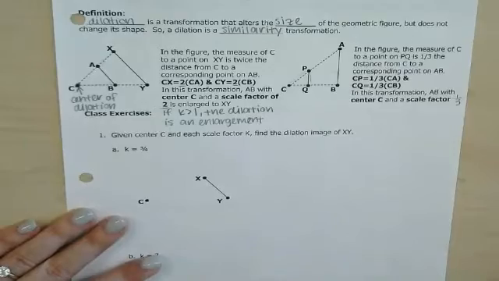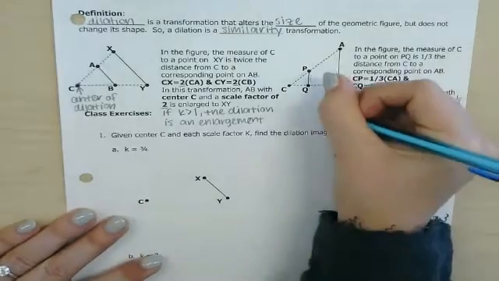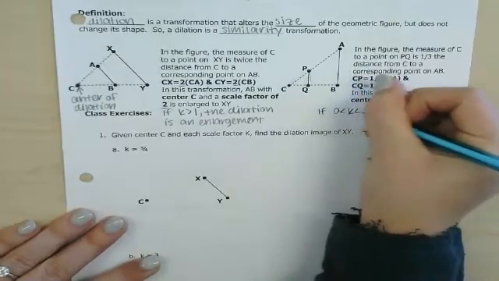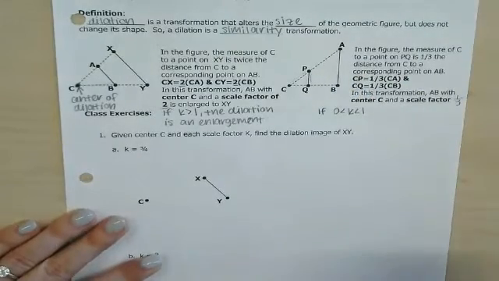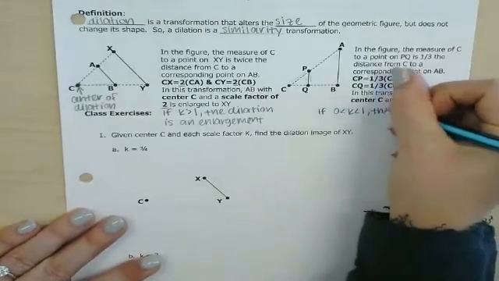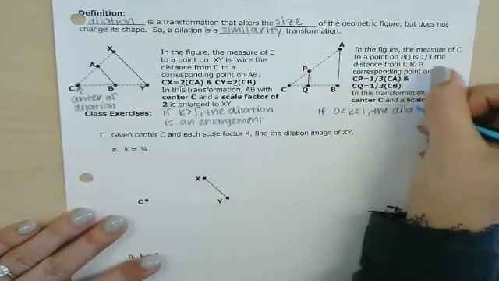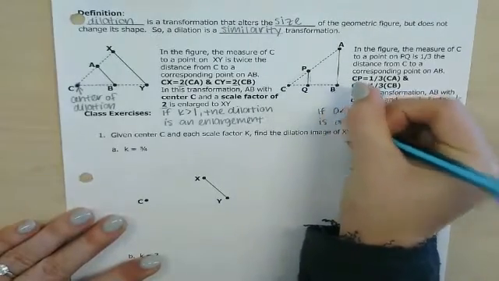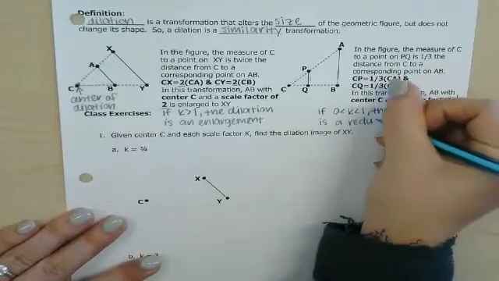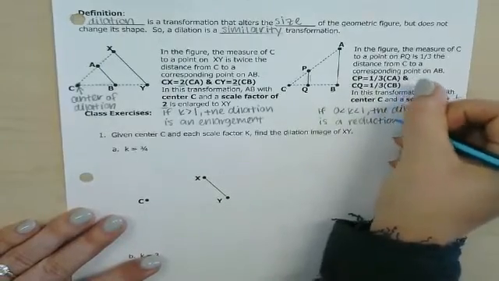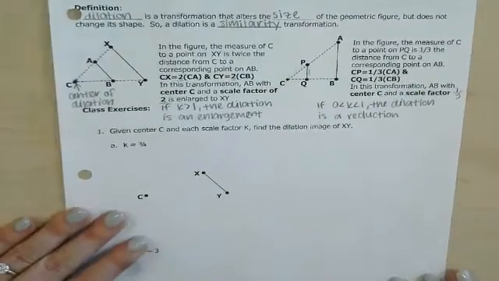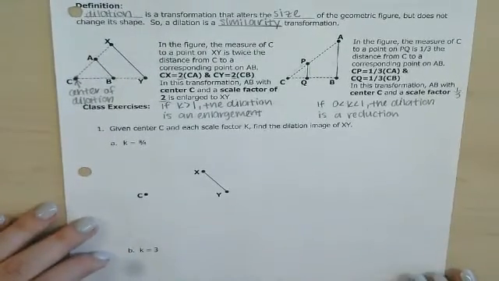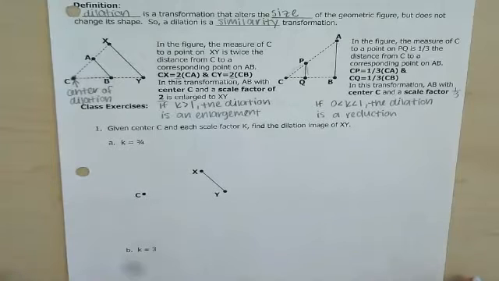On this one, our scale factor was 1/3, right? So if your K is between 0 and 1, then the dilation is a reduction, or it's getting smaller. So basically, a decimal or a fraction is going to show a reduction.